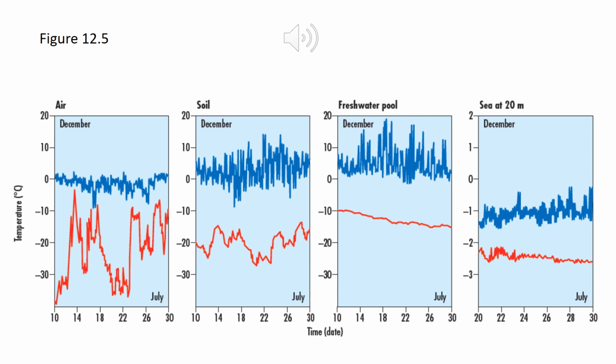So you'll notice that within the sea, despite the huge changes in temperature in the air, there's very little change in the water temperature at 20 meters. It gets down to about the freezing point of seawater in a fully mixed layer in the sea at 20 meters.